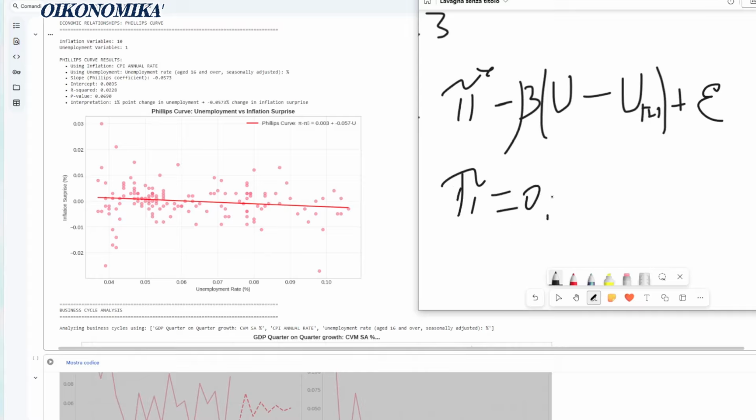So we know that the intercept is 0.035 minus 0.0573, which is the slope factor, and the differential, the delta in the unemployment rate.